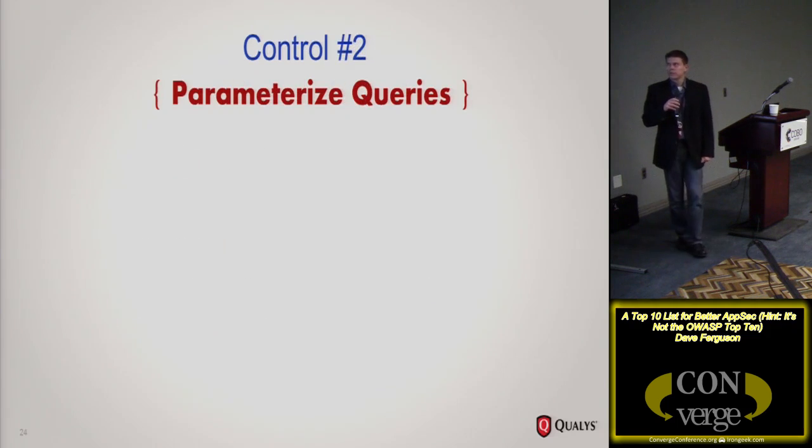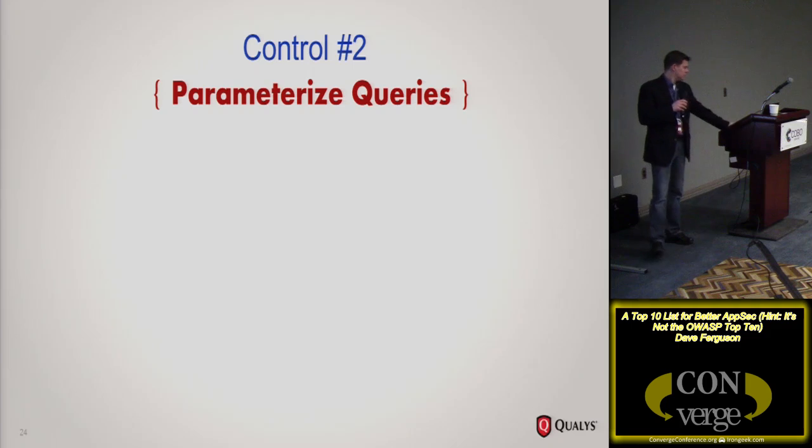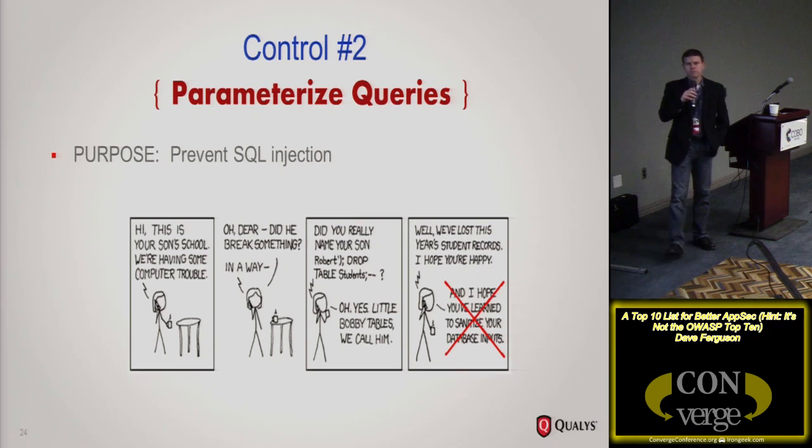All right, we're down to the top 2 now. We're up to control number 2, which is parameterized queries. And so the purpose is to prevent SQL injection.